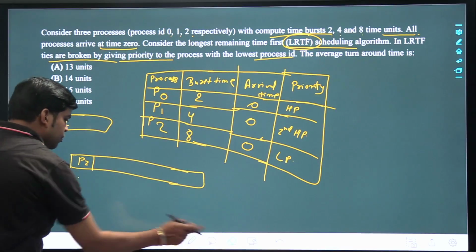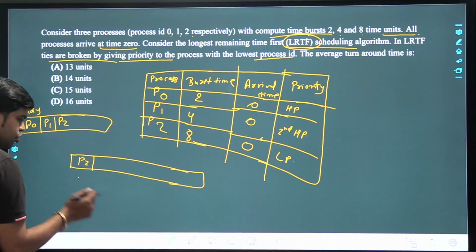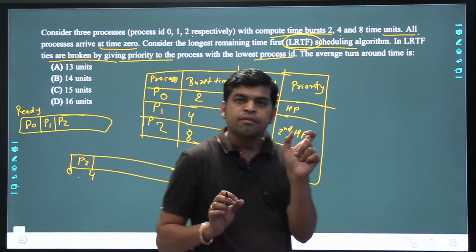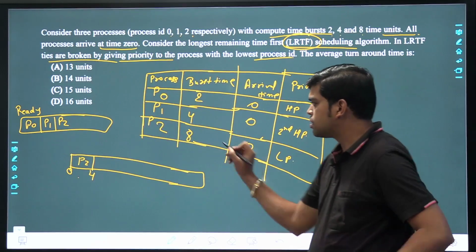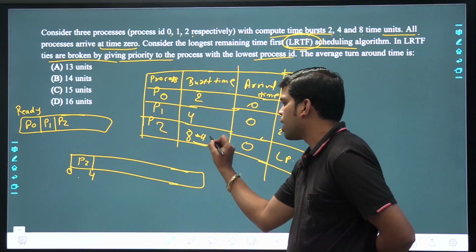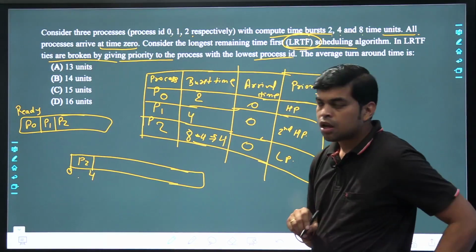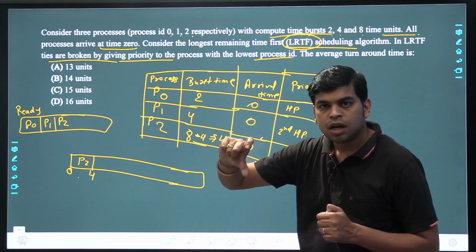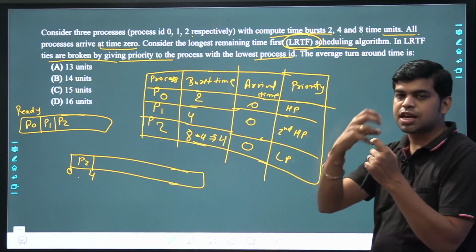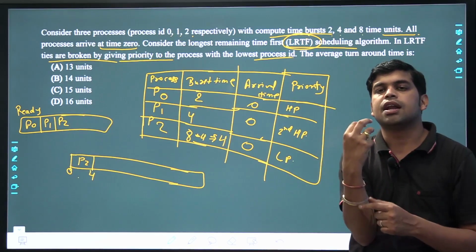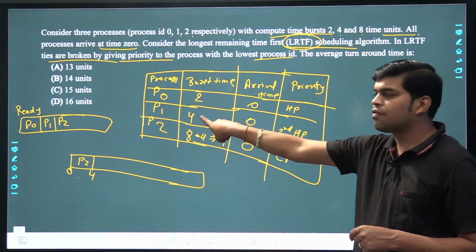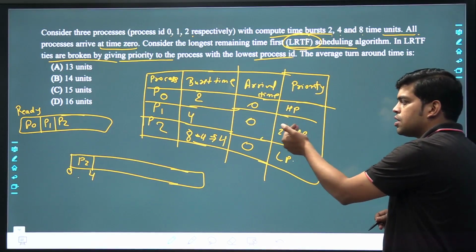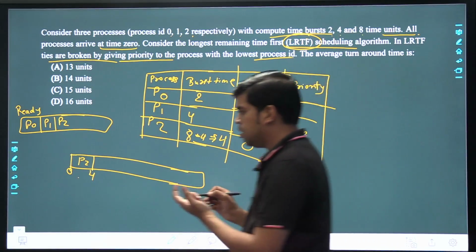For how much time do we execute P2? We start the execution at time 0, and when P2 executes till time 4, it has executed half its duration. We executed for 4 units of time, and the remaining burst of P2 is 4. Now the burst of P1 is also equal, so P1 and P2 have equal burst. Now we need to check the priority. Which one is the highest priority process? Definitely P1 has higher priority than P2, so we preempt P2.